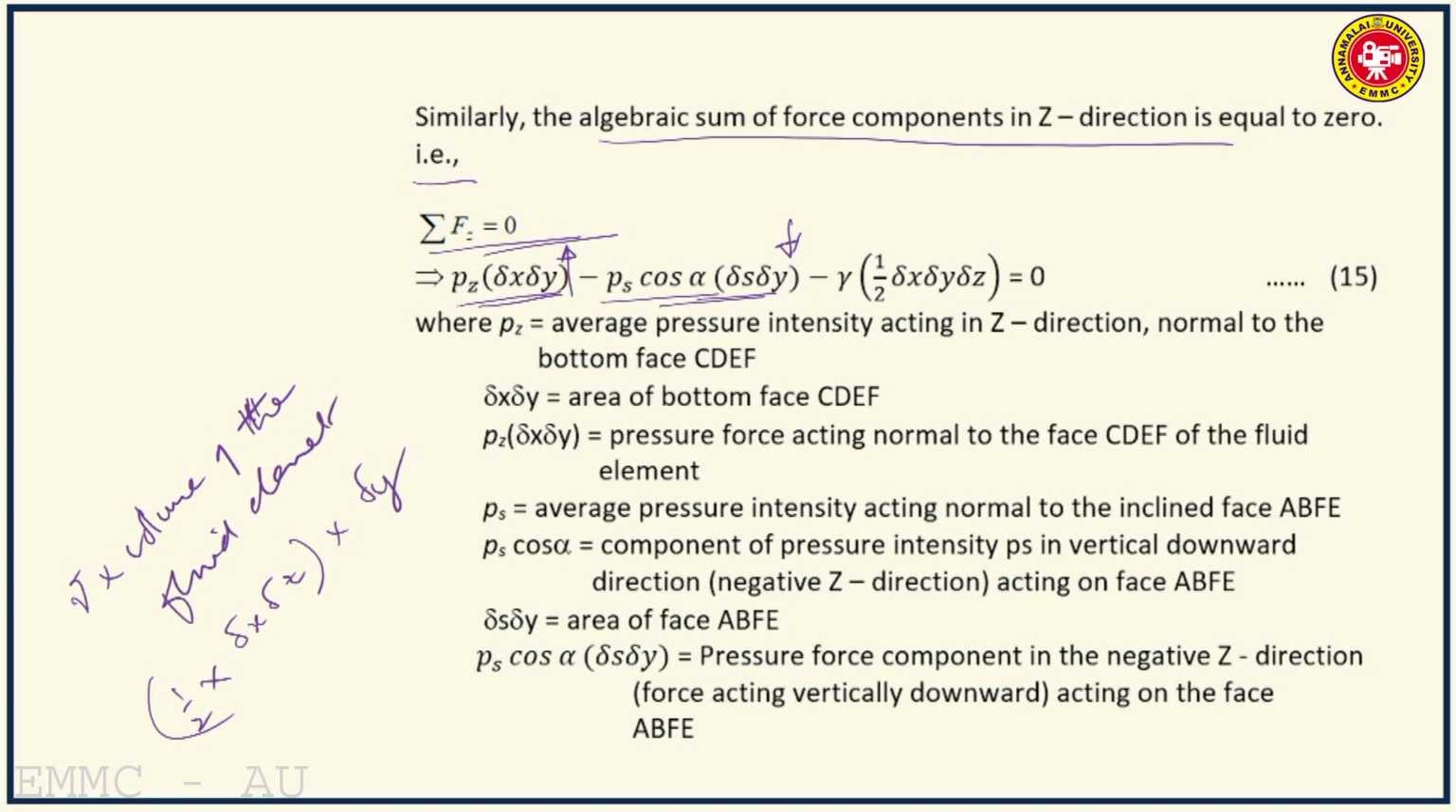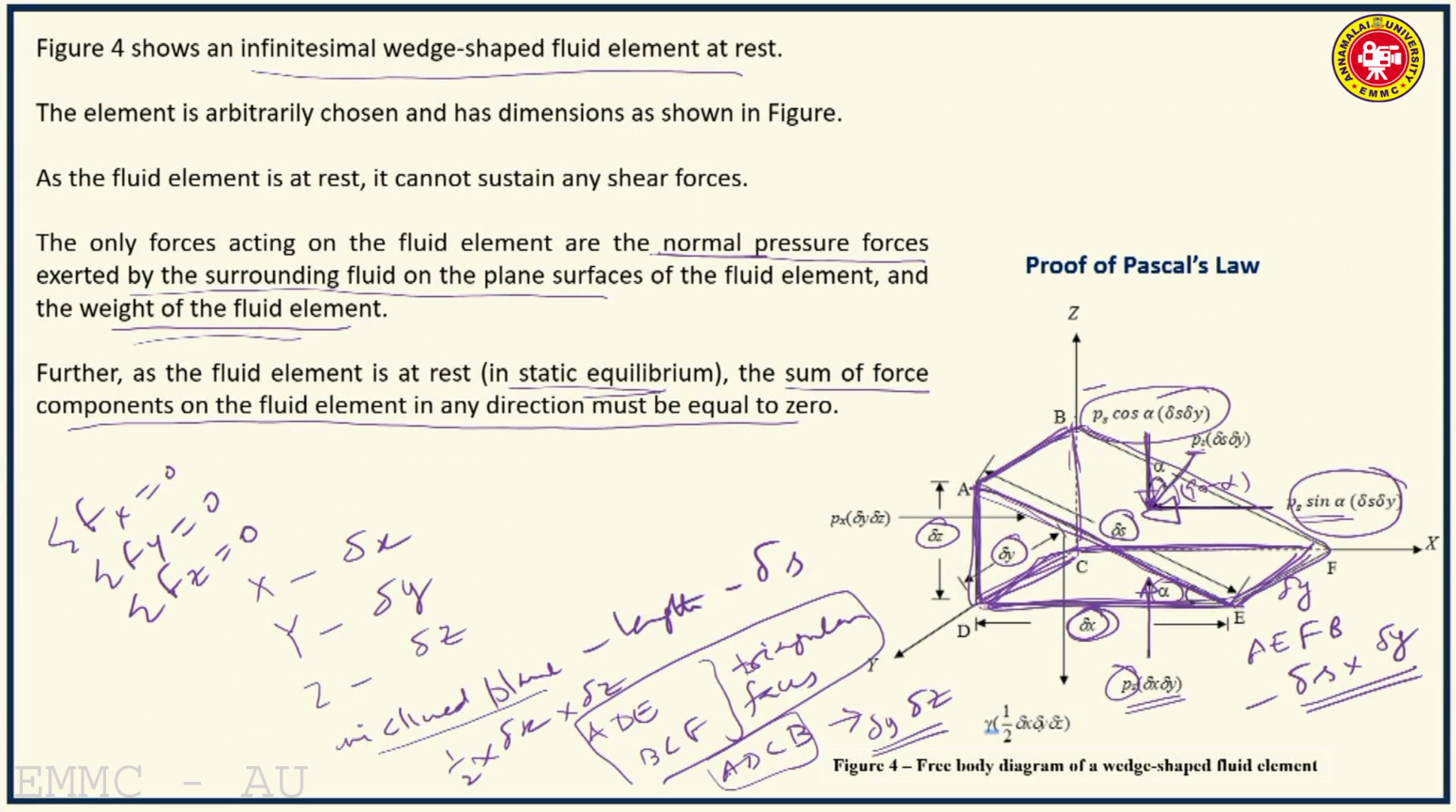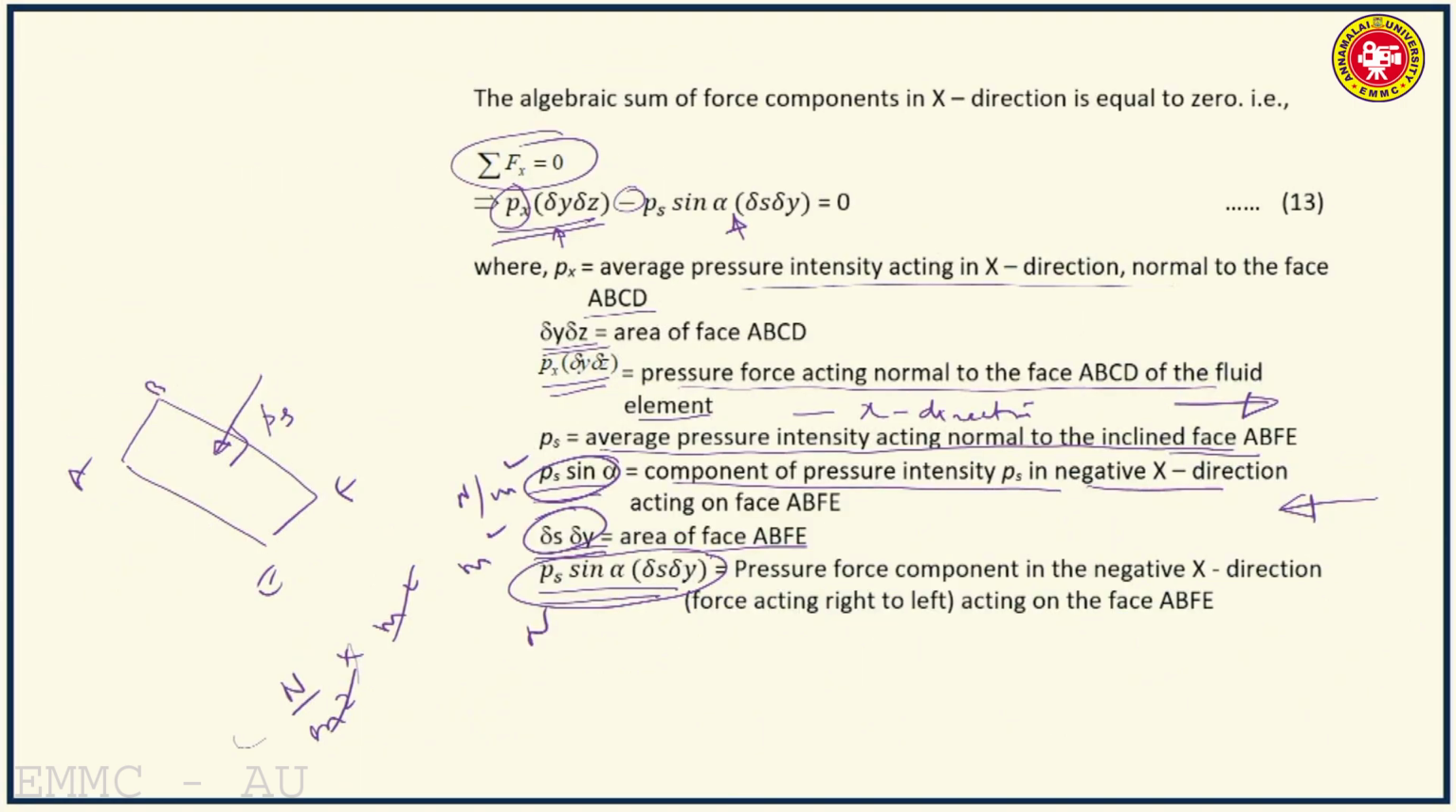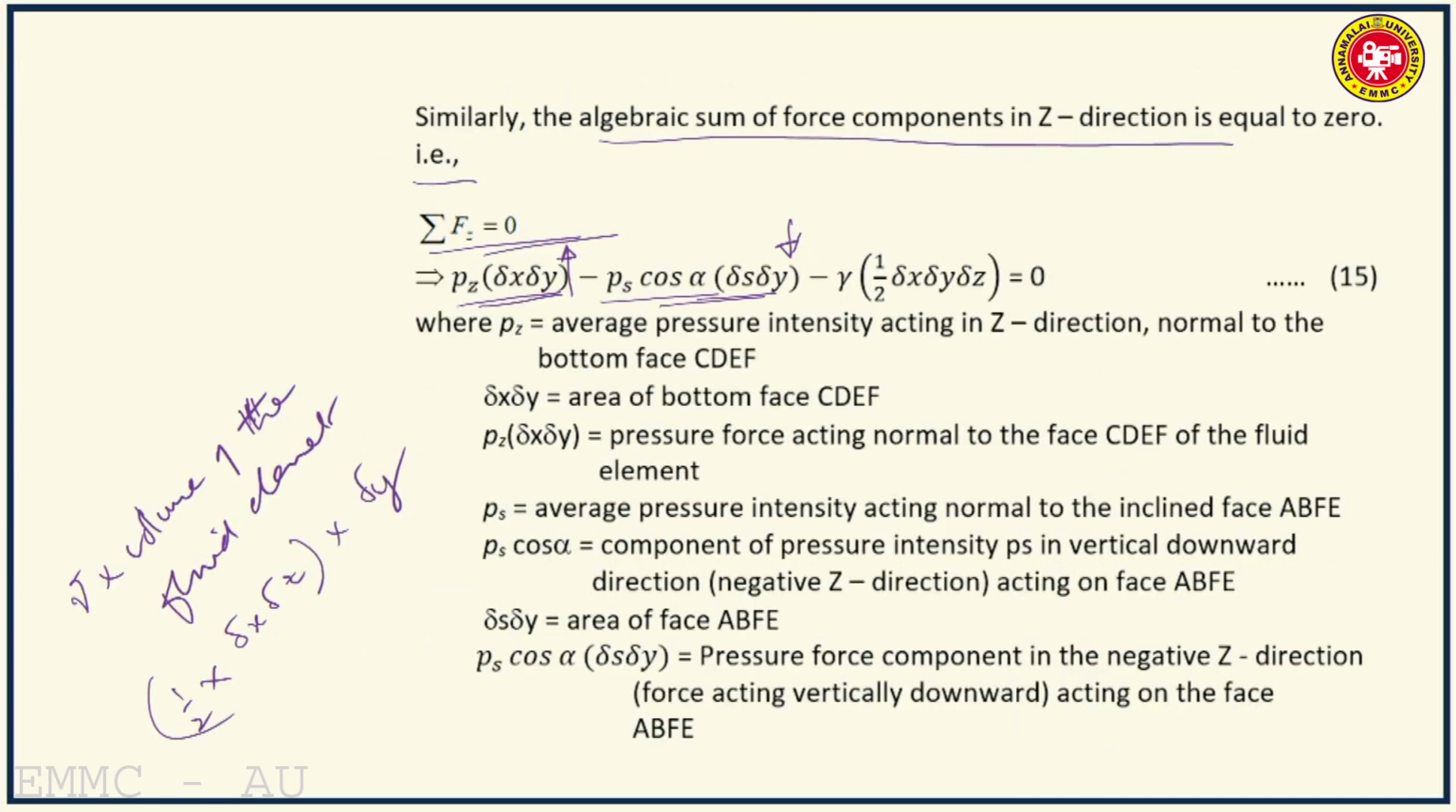So, half multiplied by delta X delta Z is the area of the triangular face of the element. Half multiplied by delta X by delta Z multiplied by the length of the prism, that is delta Y, right, this one, that is AB, that will be delta Y. So, this is the volume multiplied by gamma. So, gamma multiplied by volume of the fluid element, that is equal to 0. Why is this minus? Because this is also acting in the vertical downward direction, that is negative Z direction.